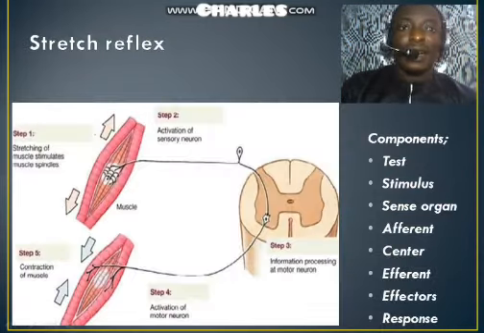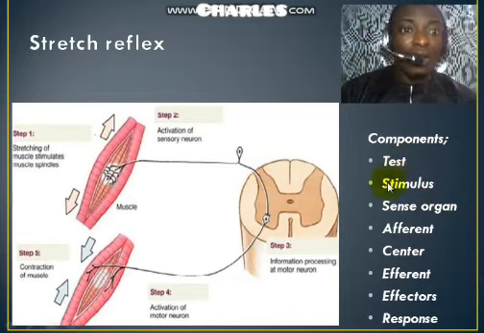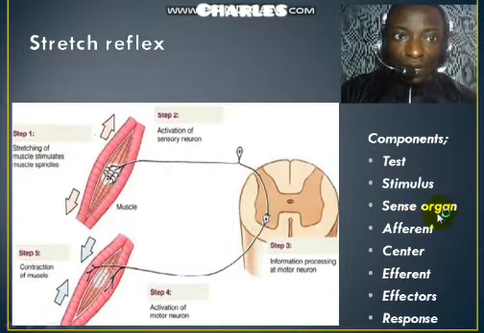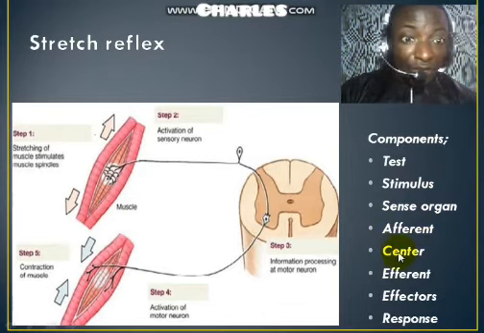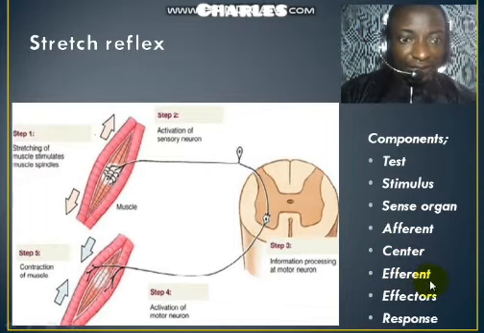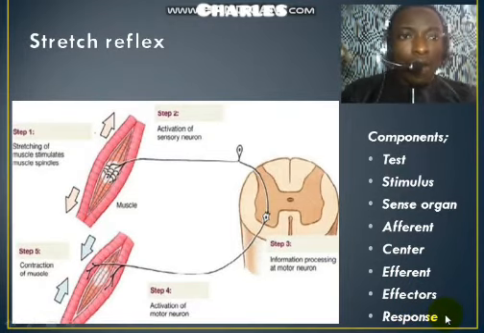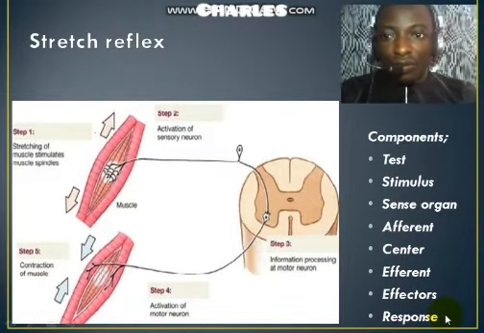Fantastic. Now, there are several components of the stretch reflex. The first component is known as the test. The second component is known as the stimulus. The third component is known as the sense organ, also known as the receptor. The fourth component is the afferent. The fifth component here is the integrating center. The sixth component is the efferent neuron. The other word is the effector, and the last one is the response. These are the components of the stretch reflex.